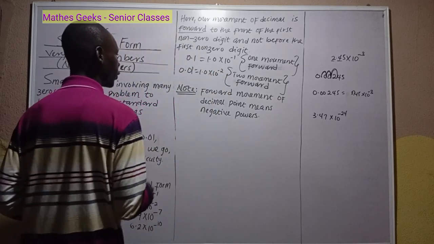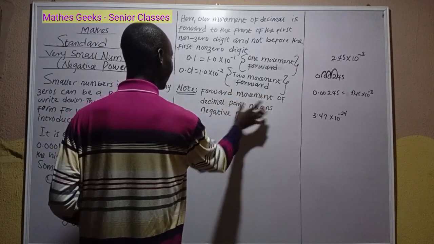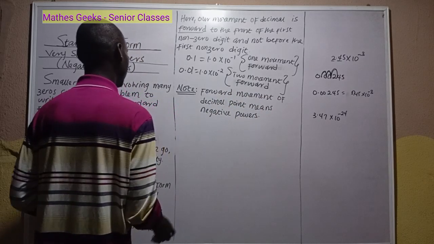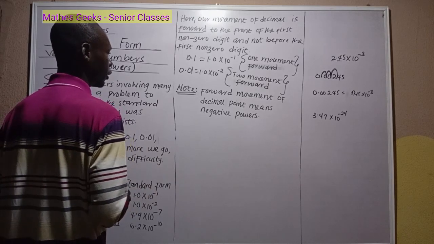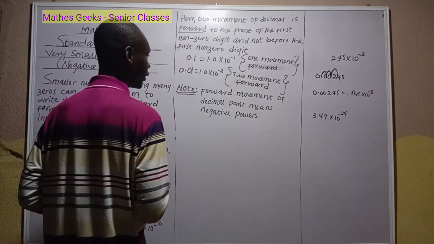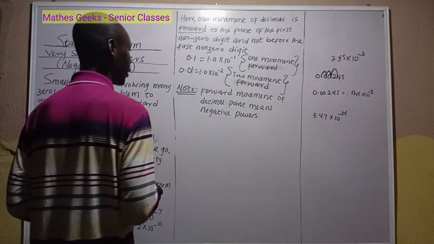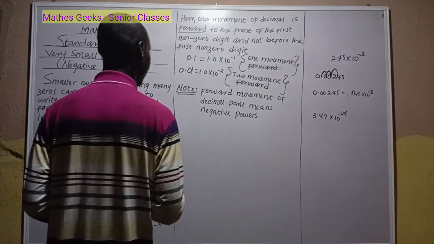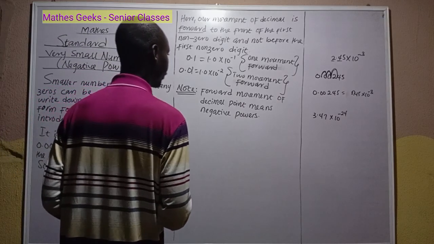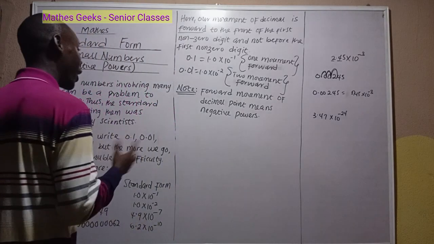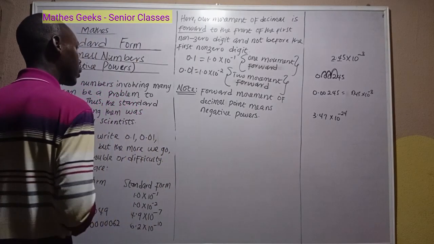Two movements forward. So note, forward movement of the decimal point means negative powers, just like in the other video, backward movement of the decimal means positive powers. So anytime we make forward movements, our resulting power will be negative, and when we make backward movement, our resulting powers will be positive. Yes. Okay.